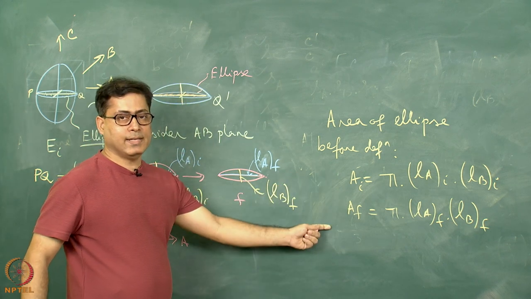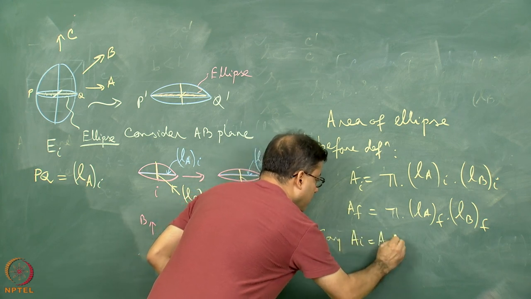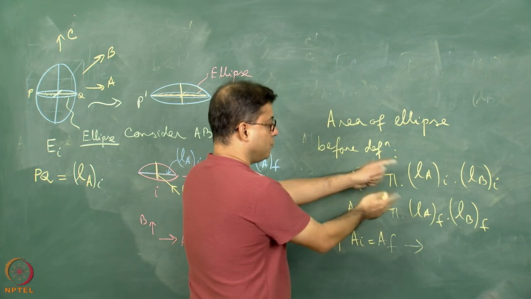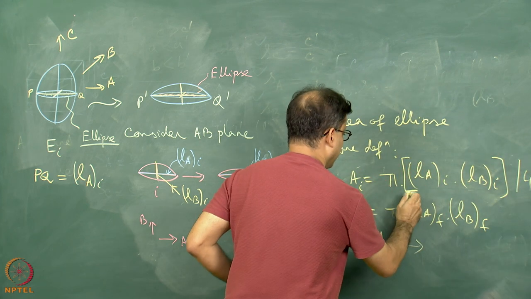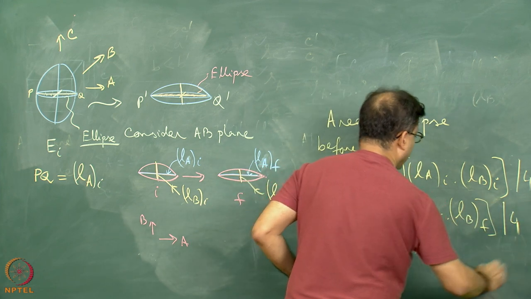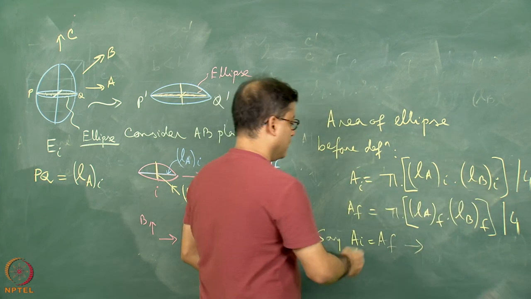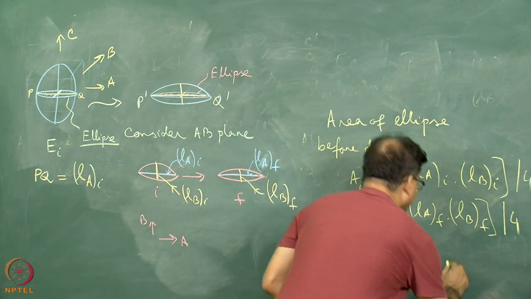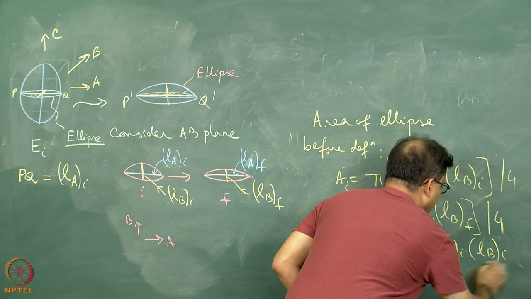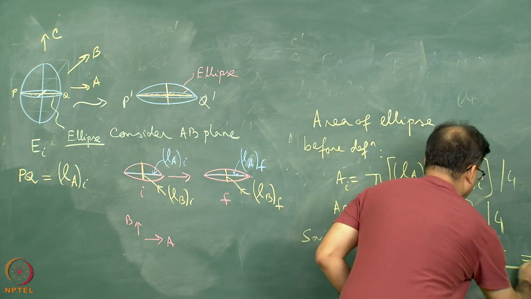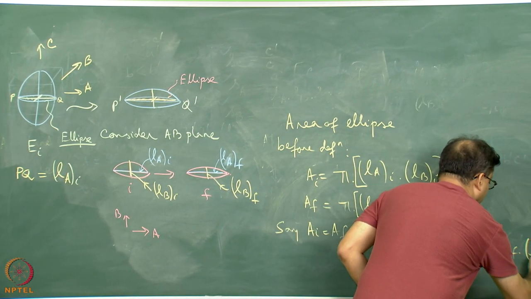Now, if the two areas are same, suppose in certain deformation, say AI equal to AF, then what does that mean? These two are equal. I forgot to mention here, divided by 4, and here divided by 4, because LAI divided by 2 is a semi major axis, LBI divided by 2 is a semi minor axis. So if AI is equal to AF, this will lead to LA initial multiplied by LB initial is equal to LA final multiplied by LB final.